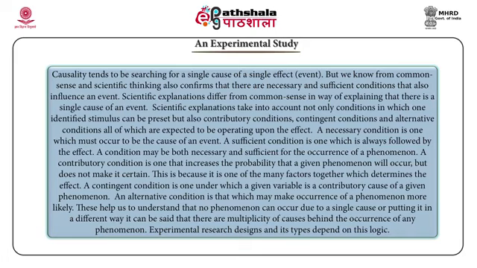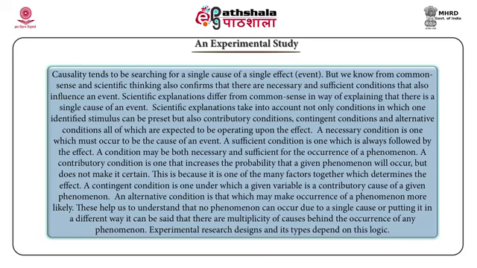An alternative condition is that which may make occurrence of a phenomenon more likely. These help us to understand that no phenomenon can occur due to a single cause, or putting it in a different way, it can be said that there are a multiplicity of causes behind the occurrence of any phenomenon.